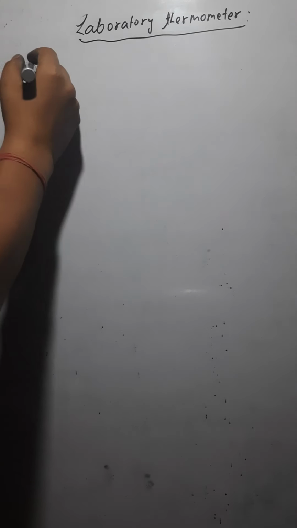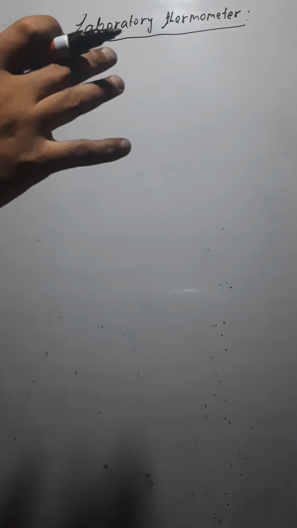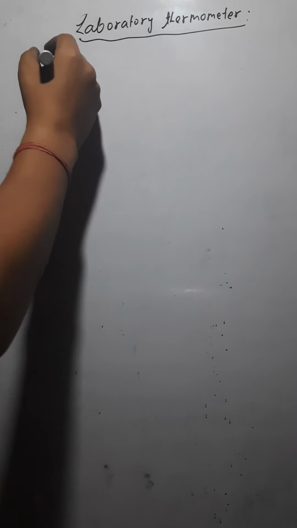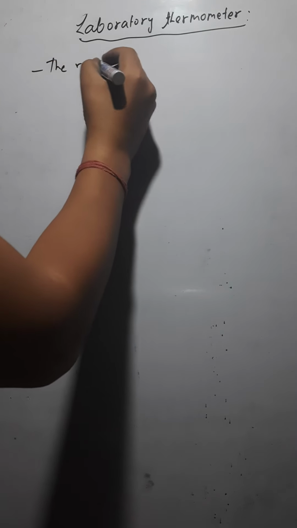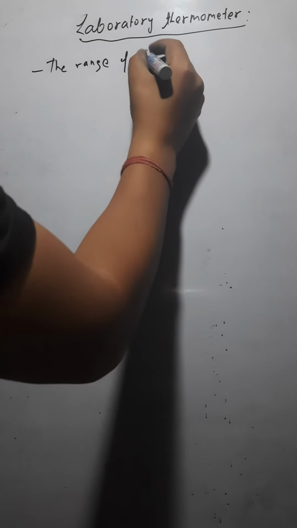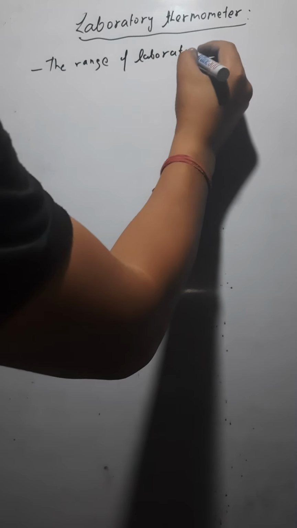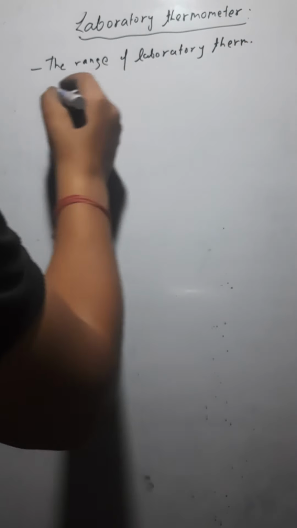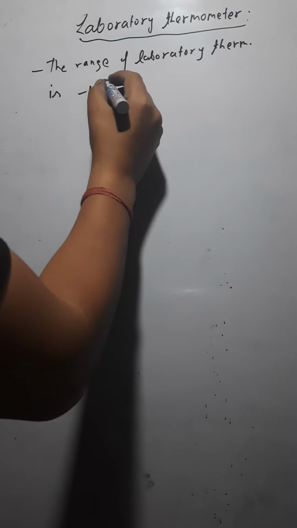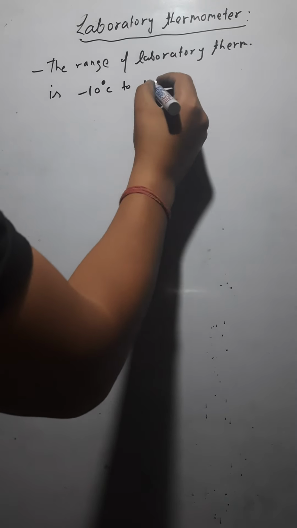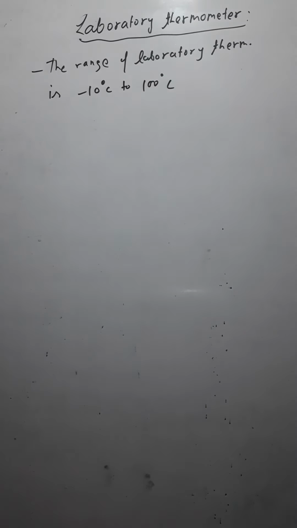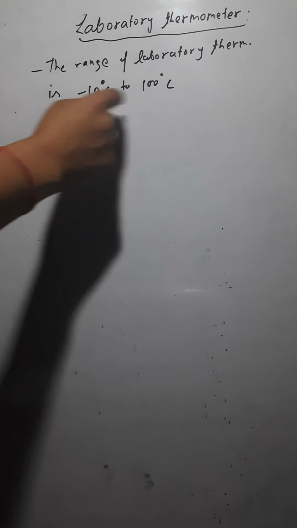The laboratory thermometer measures the temperature in the range of minus 10 degrees Celsius to 110 degrees Celsius. So I can write here the range of the laboratory thermometer is minus 10 degrees Celsius to 110 degrees Celsius. It means it can measure the temperature in this one range.